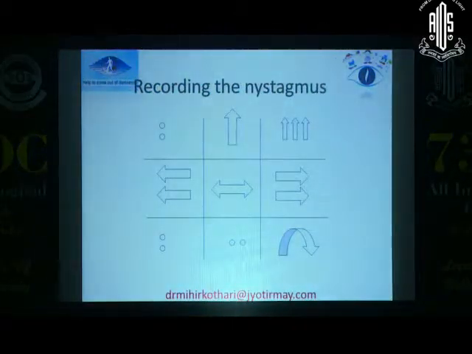The recording of nystagmus is graphical, as we have for strabismus. This is the kind of recording that we would do. One single arrow; if you have more than one arrow, it will increase. That means there is increase in the frequency of nystagmus. The length of the arrow will tell you the amplitude, and of course directions are also marked on the chart.